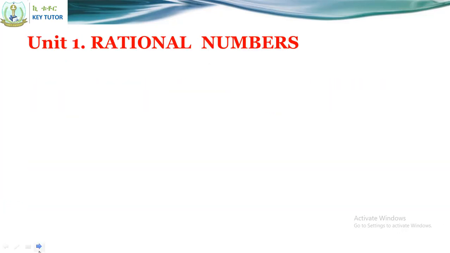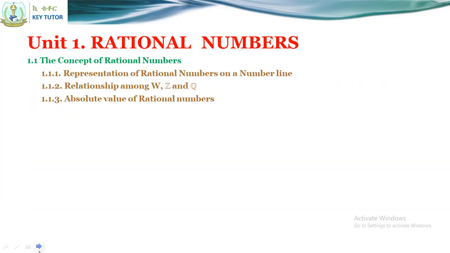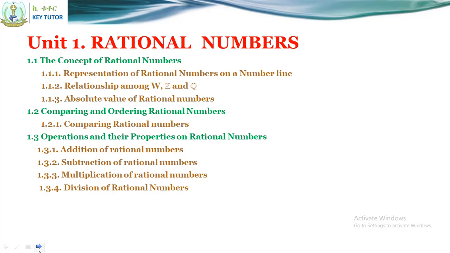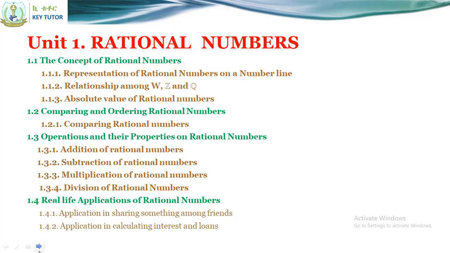Today we are going to start with rational numbers. The first subtopic is the concept of rational numbers that has got 3 more subtopics. The second subtopic is about comparing and ordering rational numbers. The third one is about operations and their properties of rational numbers. The fourth is real-life application of rational numbers.